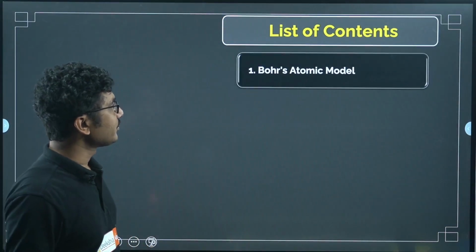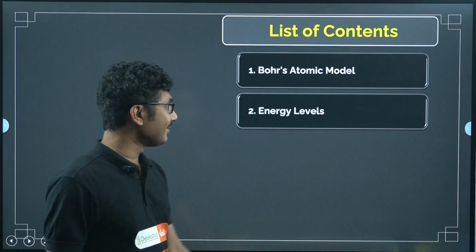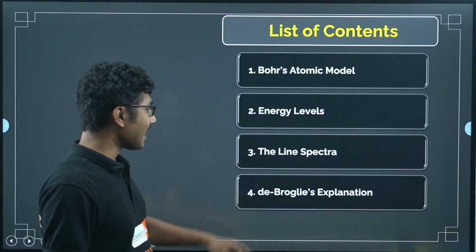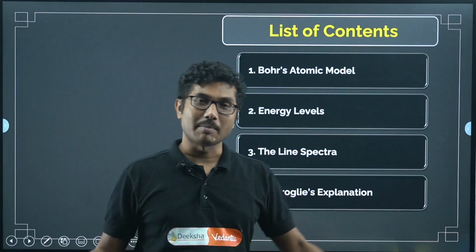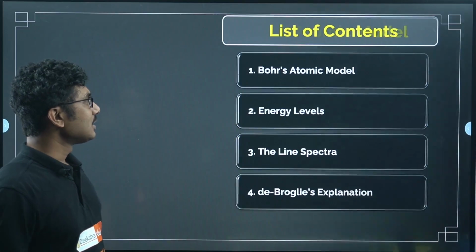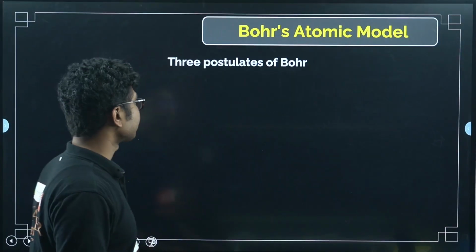Now let's look into the list of content of today's lecture. What we are going to discuss? We are going to discuss Bohr's atomic model, then energy levels, then line spectra, and then lastly de Broglie's explanation of Bohr's model. So these are the main 4 points that we are going to discuss. So let's start with Bohr's atomic model.